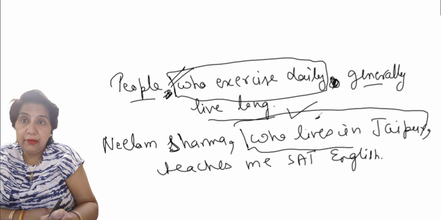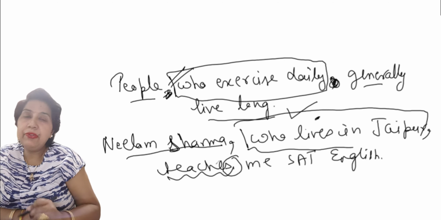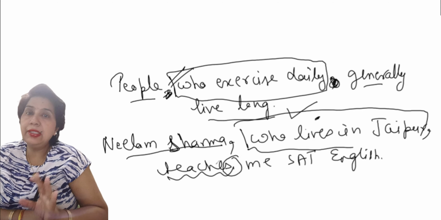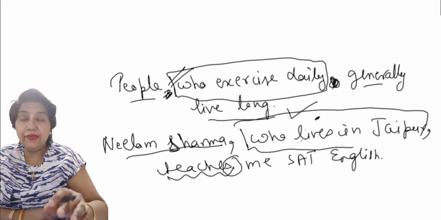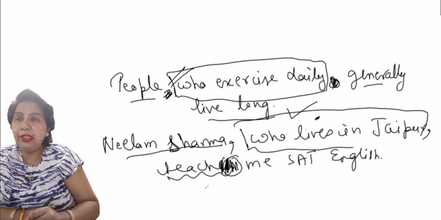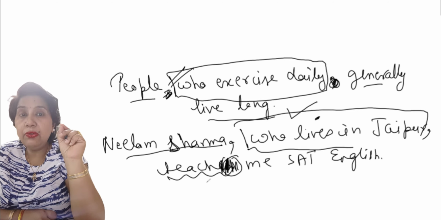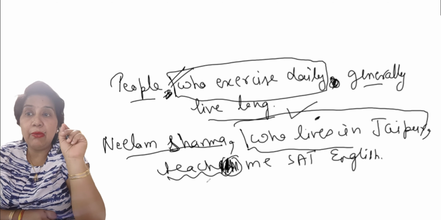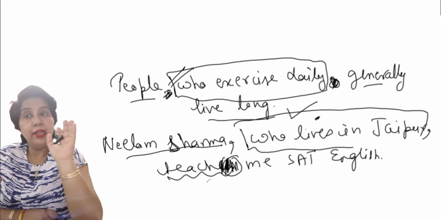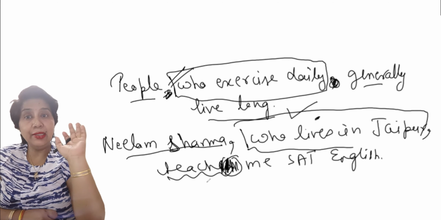Here, the verb is not lives, but the verb is teaches. Neelam Sharma is singular. I have added s to the first form of the verb, so this sentence is perfect. If I would have said, Neelam Sharma teach me SAT English, if this s was not there, then I would have said that no, this sentence is incorrect, because Neelam Sharma is singular, so I need to add s or es to the first form of the verb. So teaches is correct, teach is incorrect.